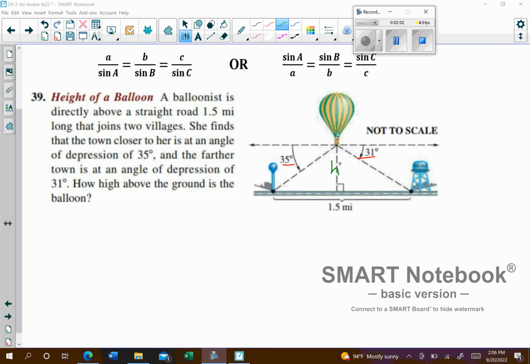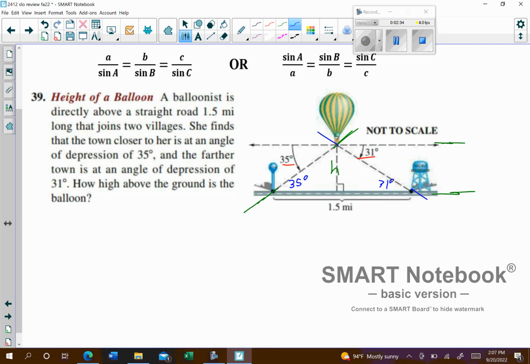And so the problem here is I do know some angles actually. So these two lines right here are parallel that go across here in the road. And so I have a transversal that's cutting through right here. And so alternate interior angles are congruent. So that means that this angle right here is also 35 degrees. And then same thing here, I've got a transversal going through. So this angle of depression, which is 31 degrees, here inside the triangle, that's going to be 31 degrees.